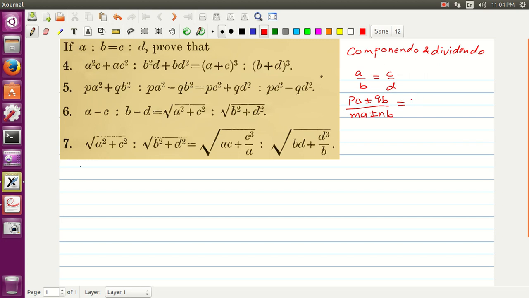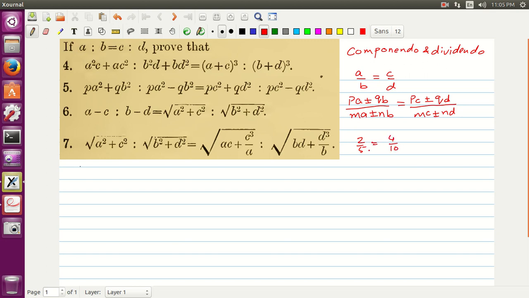Okay, so what it says is, if we do the same P times C plus minus Q times D, over M times C plus minus N times D. So if this ratio were equal, then whatever operation we do on the left hand side with the numerator and denominator, if we do the same operations on the right hand side with the numerator and denominator, then we end up getting the same ratios. Okay, as an example, let us say that 2 by 5 is equal to 4 by 10.